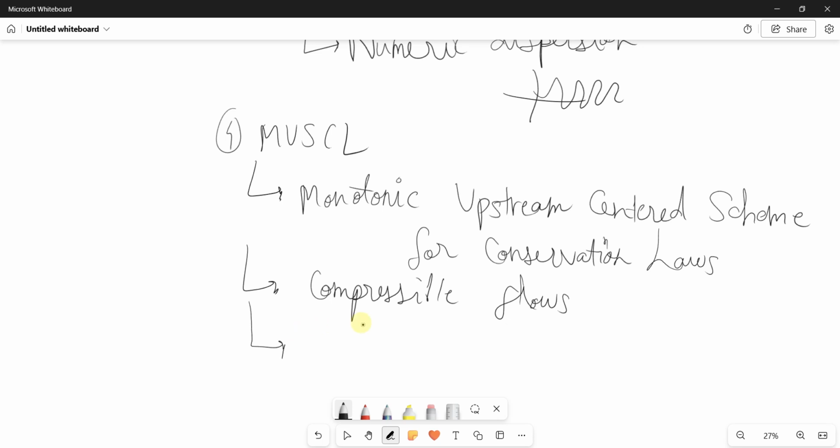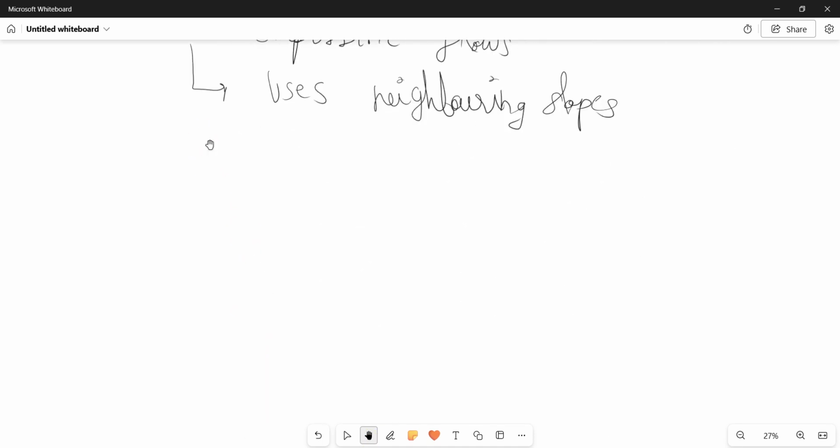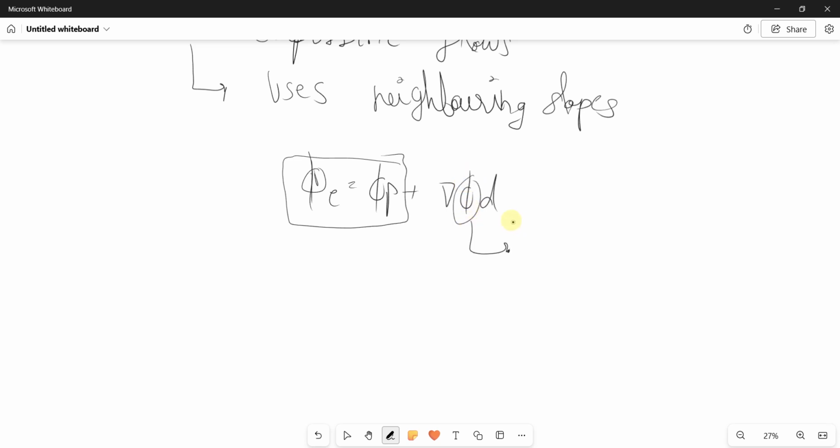So what MUSCL does is it uses neighboring slopes, right? So what does this mean? Just in short, I'll explain. In the second order upwind concept, you saw that phi E is equal to phi P plus your grad phi D, right? Now grad phi was calculated based on these 2 points. Now this grad phi, that is the slope, is found using the neighboring points as well.